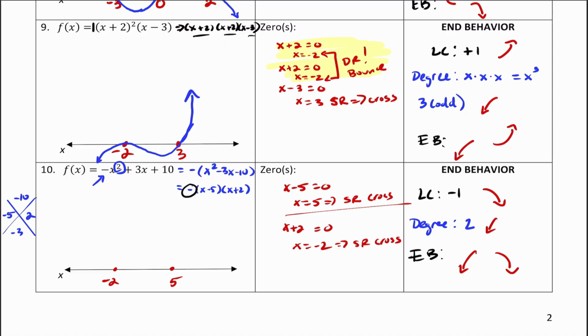Okay? So, remember, since we're applying the wave rules, we're going to start on the right, but below the x-axis. So, each of these intercepts, that's where I'm going to cross each time. So here, I should have something like this. And we're basically done.